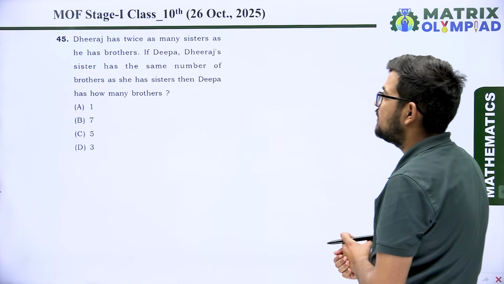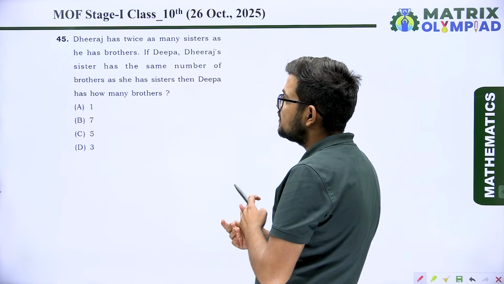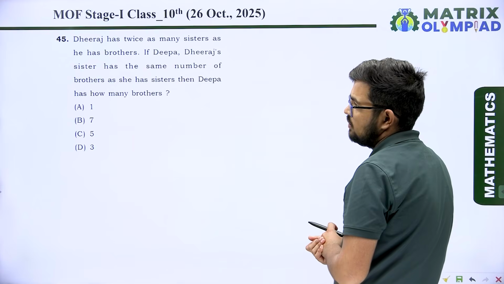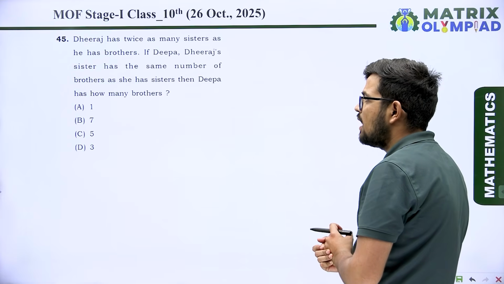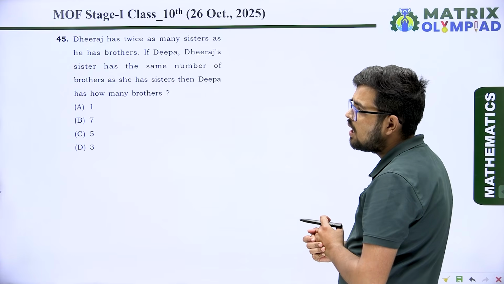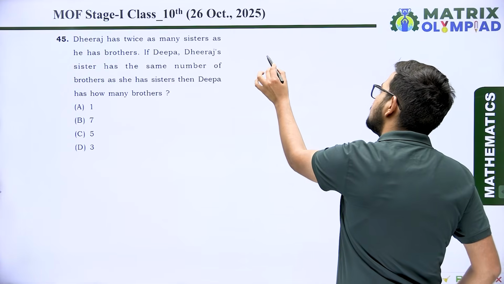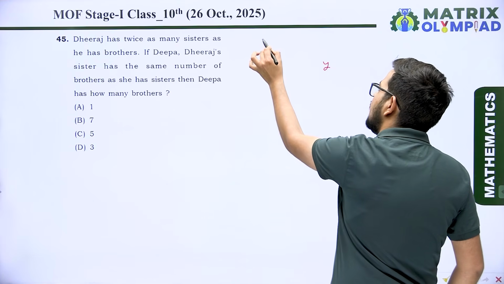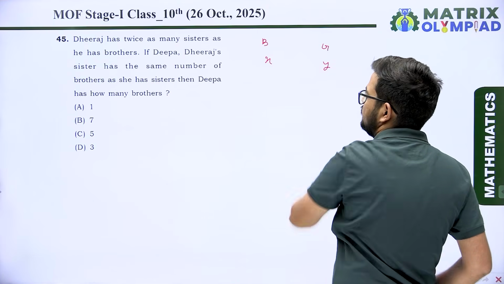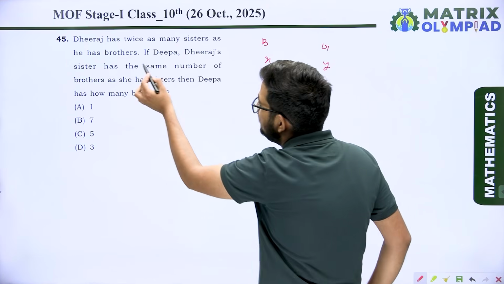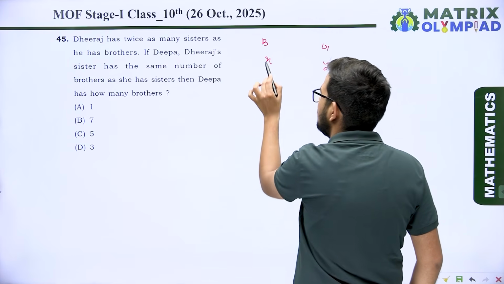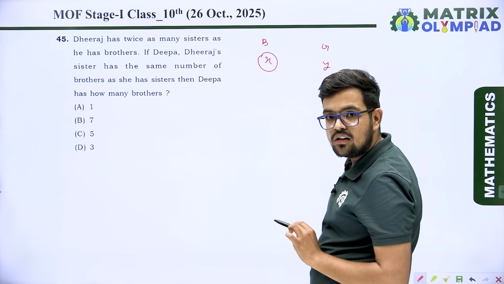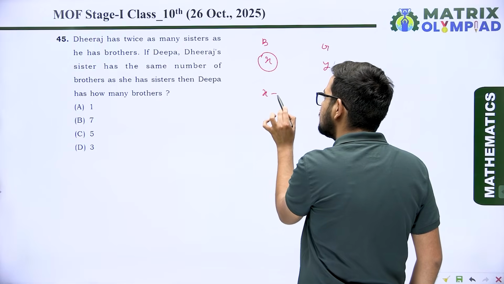Next, question number 45. Dheeraj has twice as many sisters as he has brothers. If Deepa, Dheeraj's sister, has the same number of brothers as she has sisters, then how many brothers does Deepa have? Just assume the number of boys is x and the number of girls is y. So Dheeraj has twice as many sisters as he has brothers. X boys are there, so Dheeraj has x minus 1 brothers.